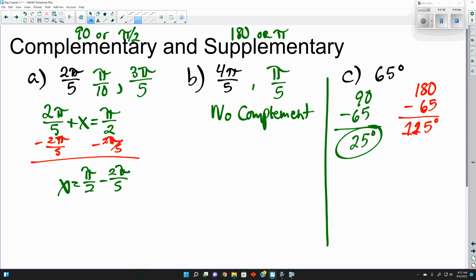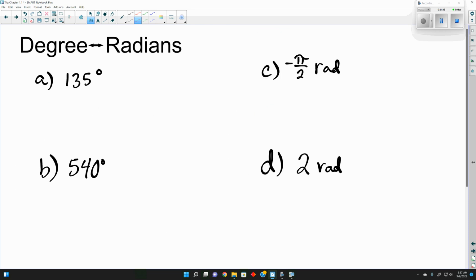Are there any questions on any one of these, either one of these? Do you feel kind of comfortable with complement, supplement? Okay. This here is the last thing we're going to talk about today. We'll finish these up tomorrow.